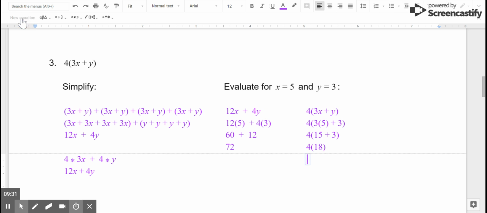So since I got 72 for both, that means my answer is correct, right? I've got the same value for both.